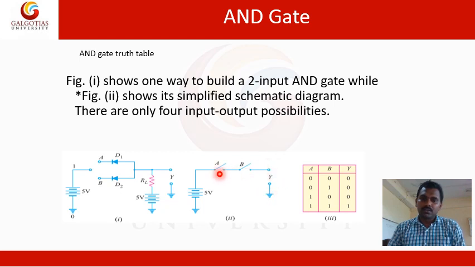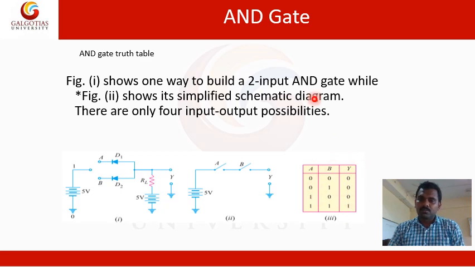Only if A and B are on, that is they are connected, the switch is on, only then output will be 1. So this is equivalent to AND gate, and this is the possible combination of inputs and corresponding outputs. So you can see that when A and B are 0, output is 0, or any of the input is 0, then output will be 0. But when both the inputs are 1, then output is 1.